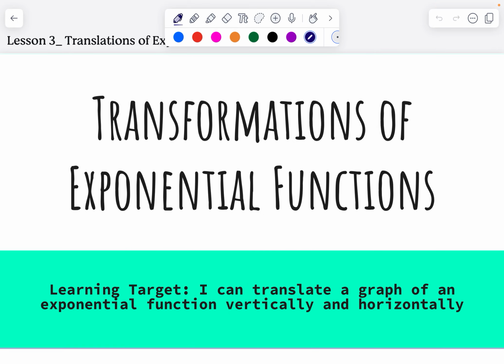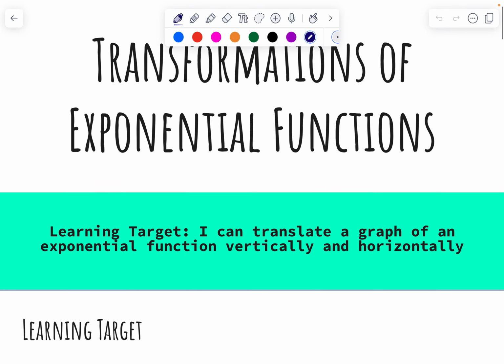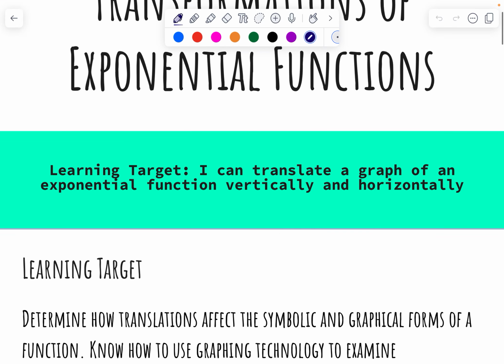Hello friends, today we're going to talk about transformations of exponential functions. We actually did this earlier in the year with quadratic functions, but now we're going to do it with exponential functions.